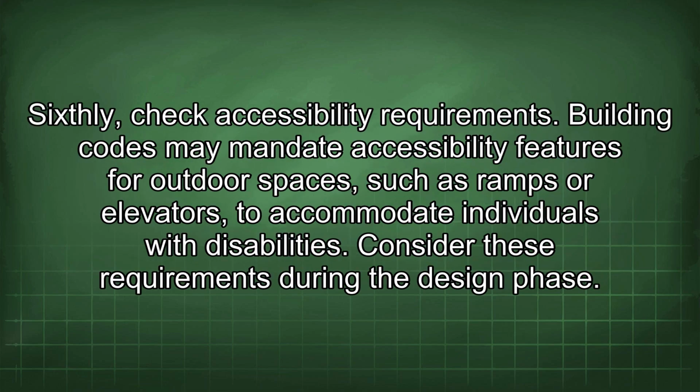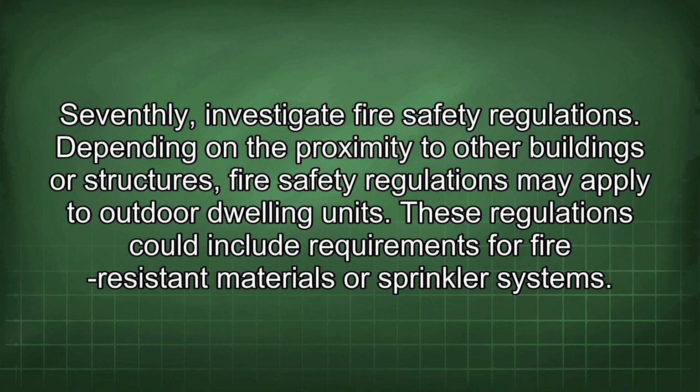Sixthly, check accessibility requirements. Building codes may mandate accessibility features for outdoor spaces, such as ramps or elevators, to accommodate individuals with disabilities. Consider these requirements during the design phase. Seventhly, investigate fire safety regulations. Depending on the proximity to other buildings or structures, fire safety regulations may apply to outdoor dwelling units. These regulations could include requirements for fire-resistant materials or sprinkler systems.